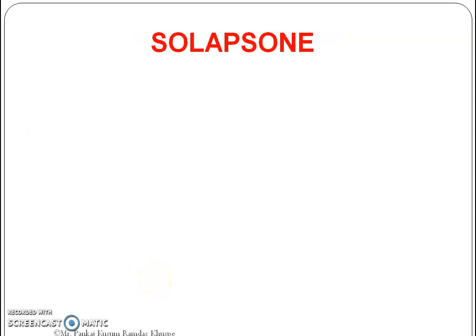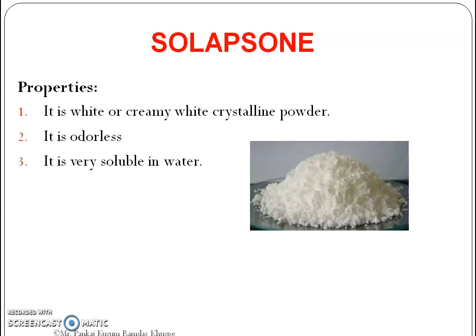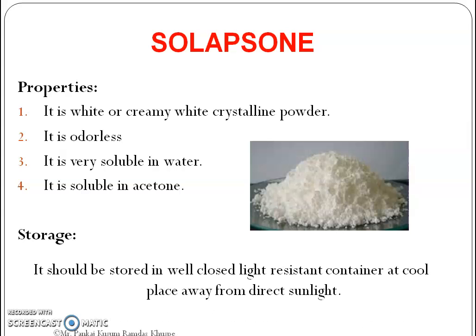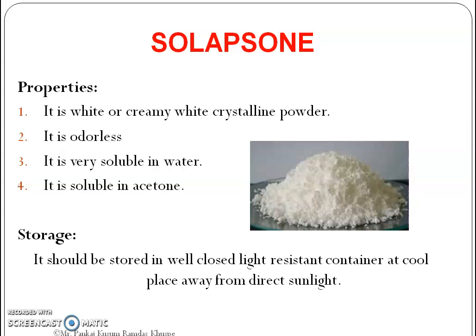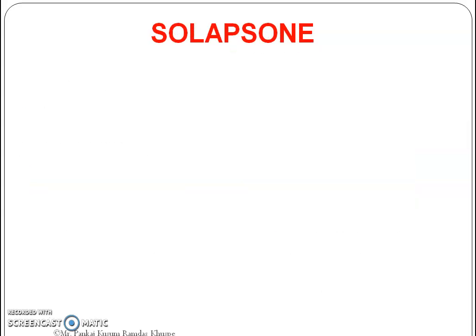Next, and the last compound from this chapter is solapsone. Solapsone is a white to creamy white, odorless crystalline powder which is very soluble in water and soluble in acetone also. It should be stored in a well closed, light resistant container at a cool place away from direct sunlight. Again the reason is the same: solapsone is a light sensitive compound, so it is stored in a light resistant container.